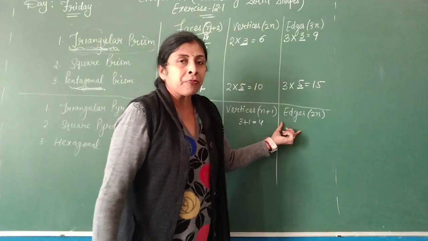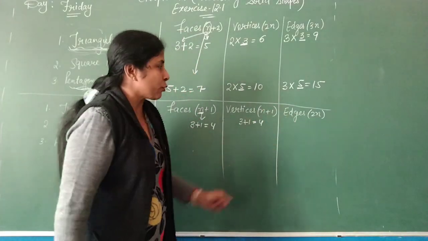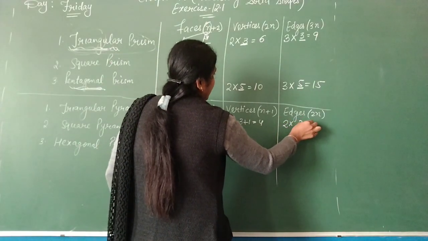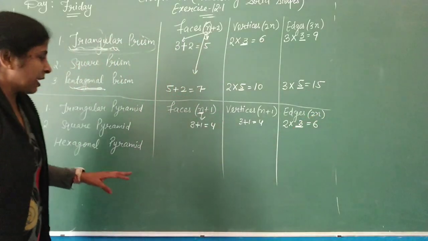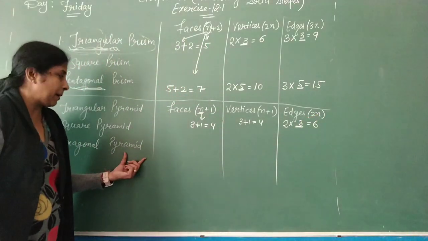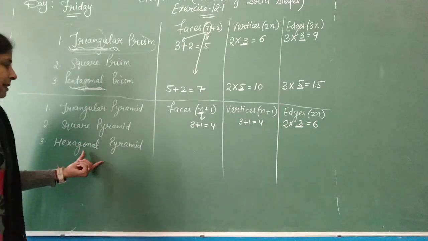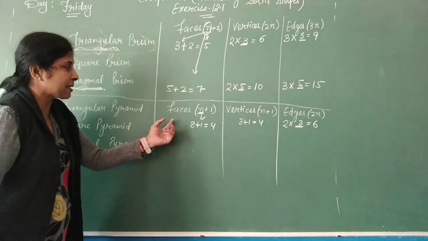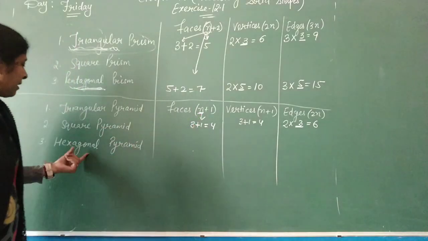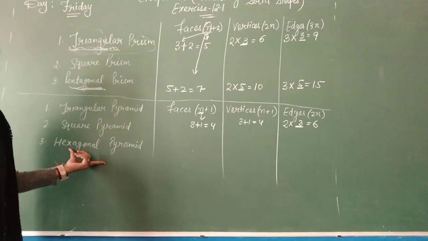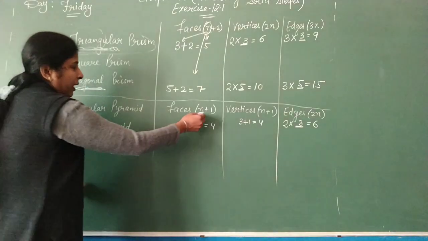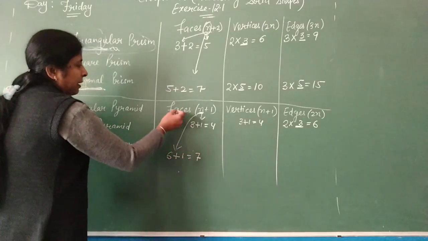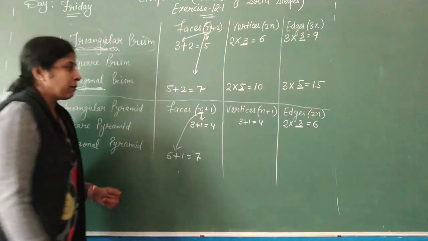And what about edges? Formula to find edges is 2n. 2n means 2 multiply n. So 2 multiply what is n? n is 3. 2 multiply 3 is equal to 6. Take one more example, that is of hexagonal pyramid. How to find number of faces of hexagonal pyramid? Again put the value of n here. But how to find n? We are talking about hexagon and the number of sides in hexagon is 6. So here the value of n is 6. 6 plus 1 is equal to 7. That is the number of faces of hexagonal pyramid.